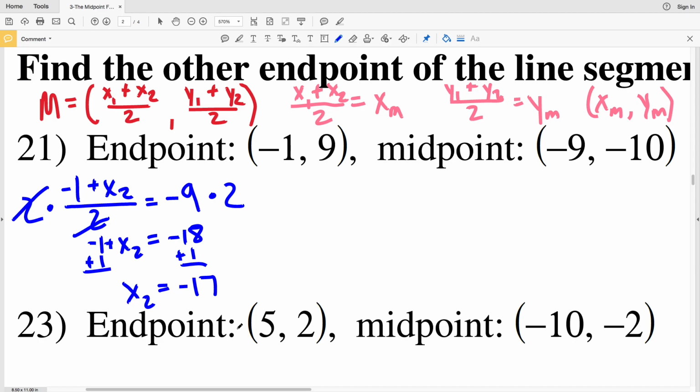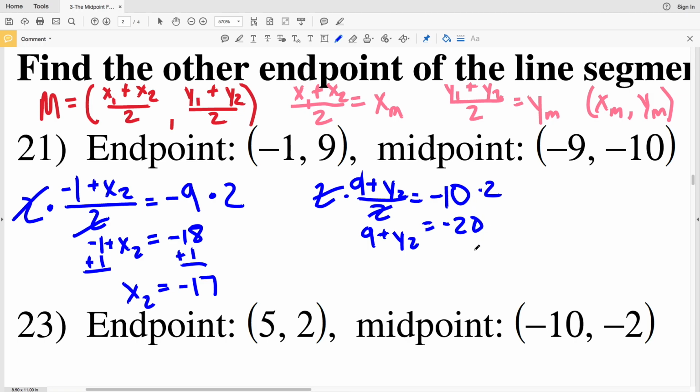So now, let's find the y-coordinate. We're going to take negative 10, plug that in for ym, and we're going to take 9 and plug that in for y1, and then solve for y2. So y1, 9, plus y2, all over 2, equals negative 10. Again, I'm going to start by multiplying both sides by 2 to get that 9 plus y2 equals negative 10 times 2, which is negative 20.